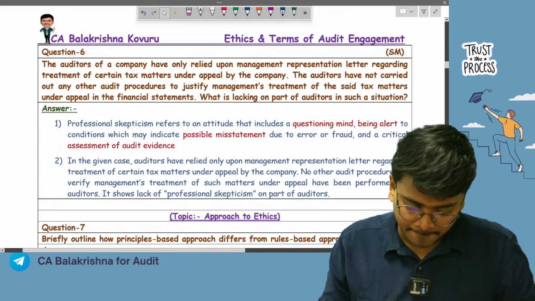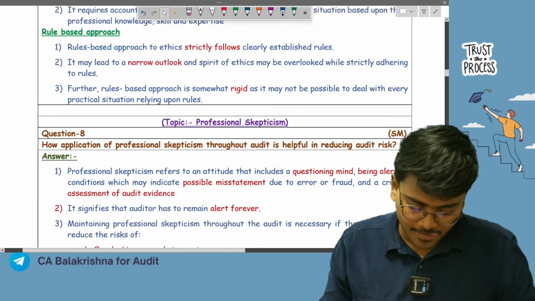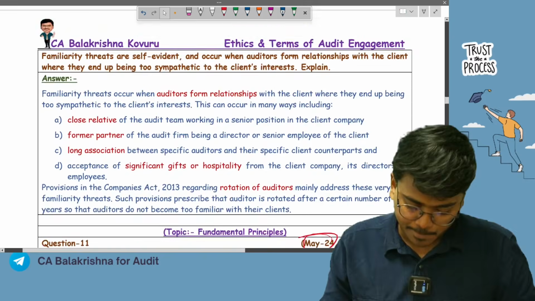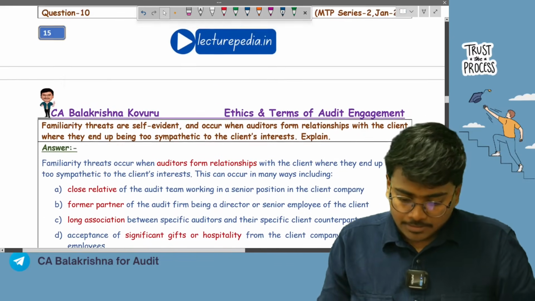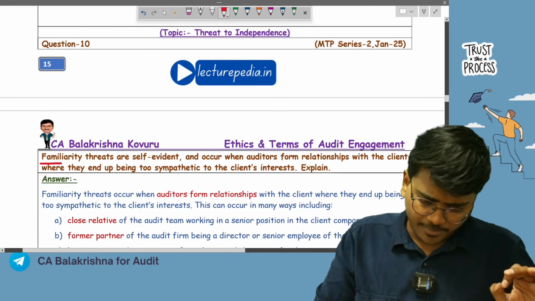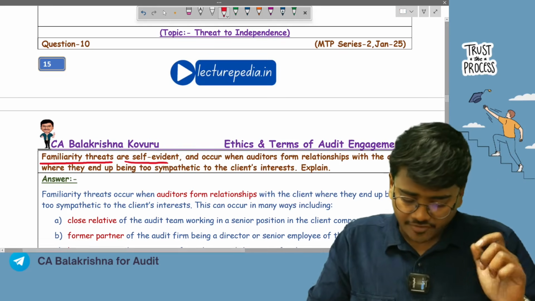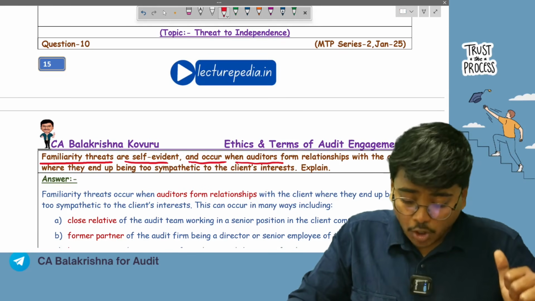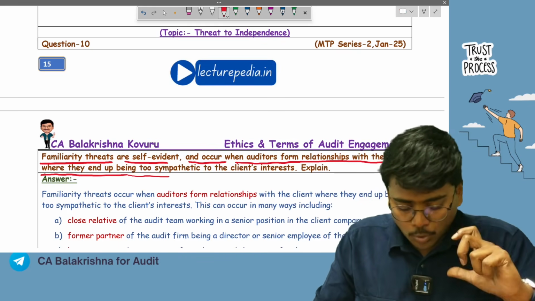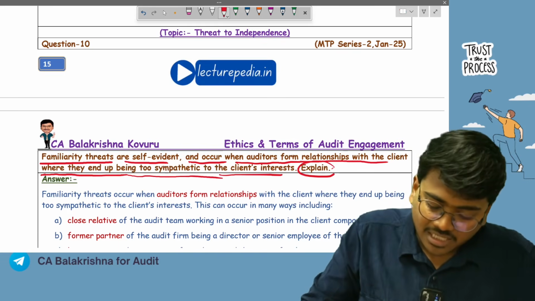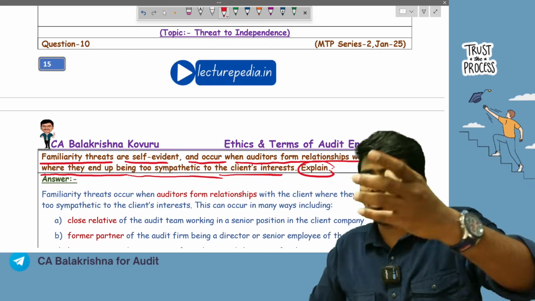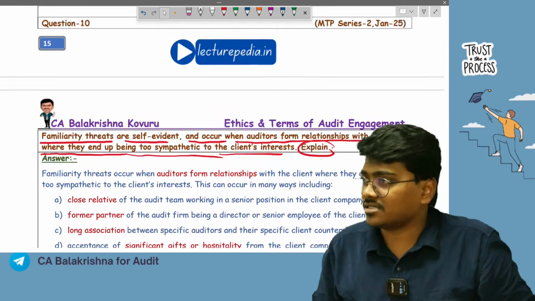Next, question number 10. Familiarity threats are self-evident and occur when auditors form relationships with the client where they end up being too sympathetic to the client's interest. Explain. They are basically asking you to explain about familiarity threat, and you should also give some examples of the familiarity threat.